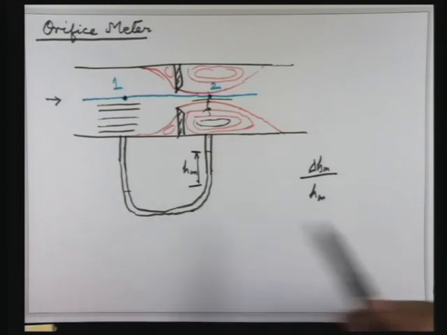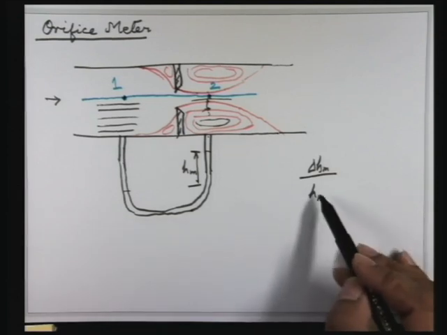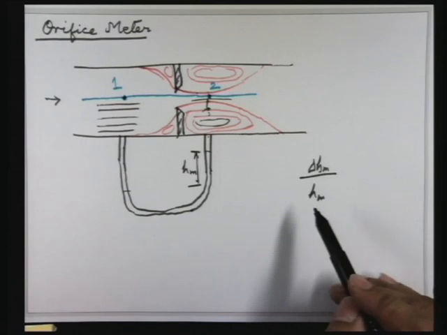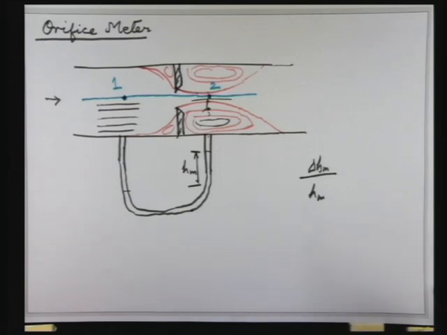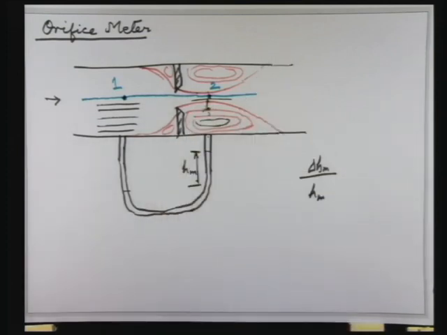it will depend on the flow rate, because this HM depends on the flow rate. And the larger your HM, the less will be your relative error, and you have more confidence in your measurements. So you always want this manometer deflection to be as large as possible for a given pressure drop.